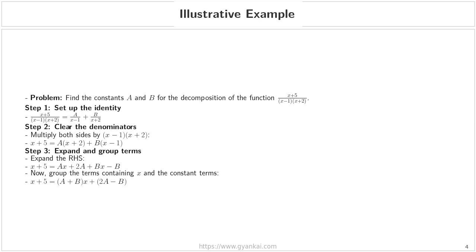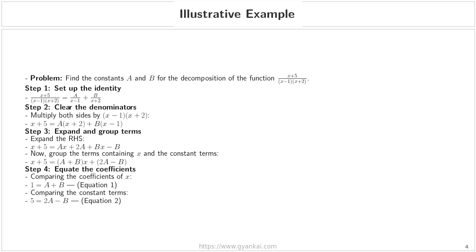Step 3. Expand and group terms. Now, let's expand the right-hand side. A times x plus 2 becomes ax plus 2a, and b times x minus 1 becomes bx minus b, so our equation now looks like this. x plus 5 equals ax plus 2a plus bx minus b. Next, we group like terms. We collect all the terms with x together and all the constant terms together. This gives us x plus 5 equals a plus b times x plus 2a minus b.